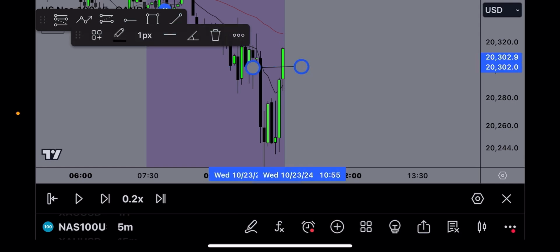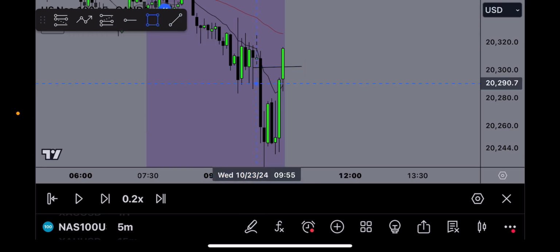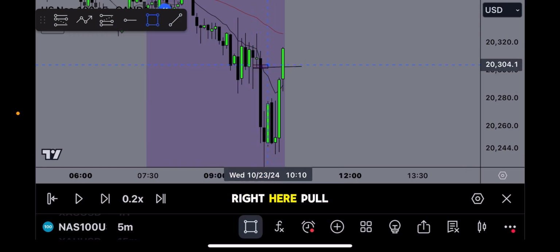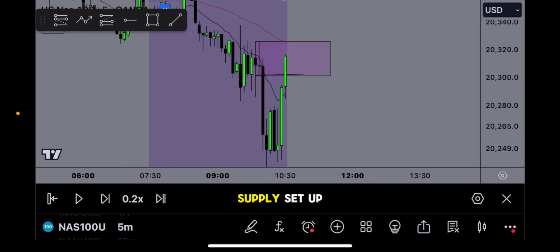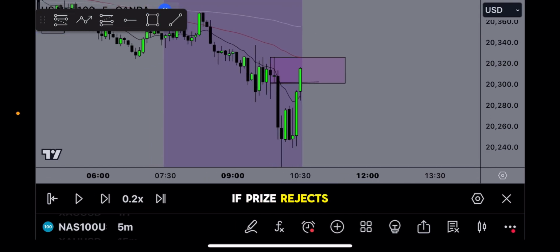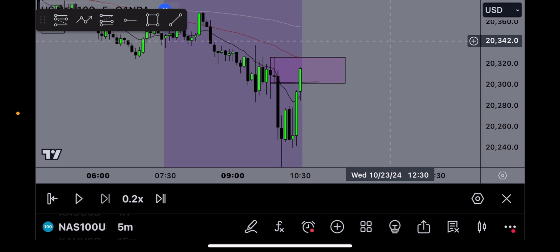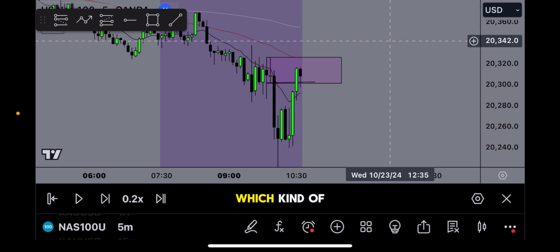You see this bullish pullback right here? This probably could have been a supply setup if price rejects off the zone, which kind of didn't.